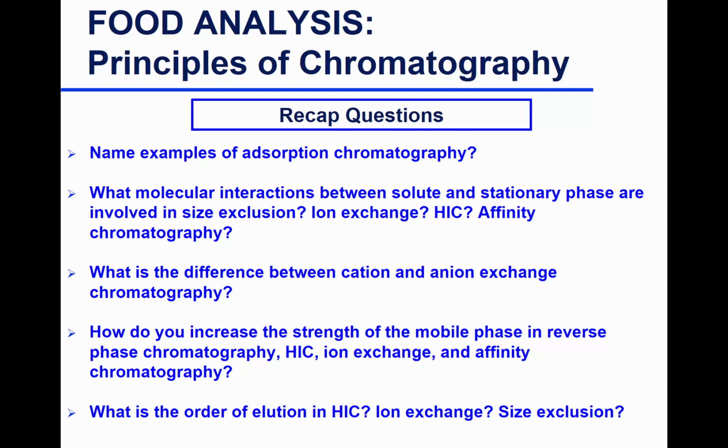What is the difference between cation and anion exchange chromatography? Go ahead. So for anion exchange, the column is positively charged, and for cation, it's negatively charged. In anion exchange, the column is positively charged and is exchanging negatively charged ions between the column or the stationary phase and the mobile phase. And the opposite is true for cation.